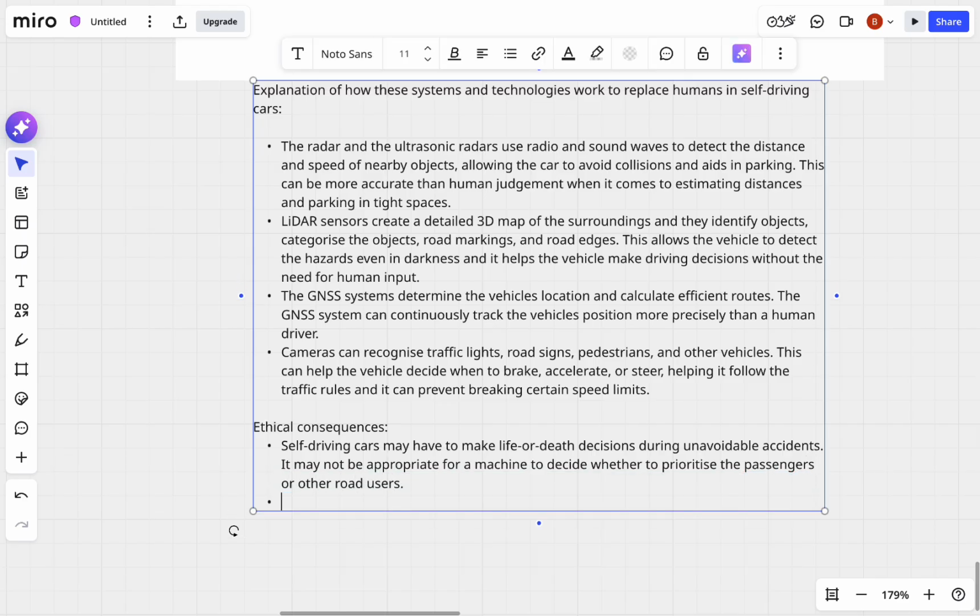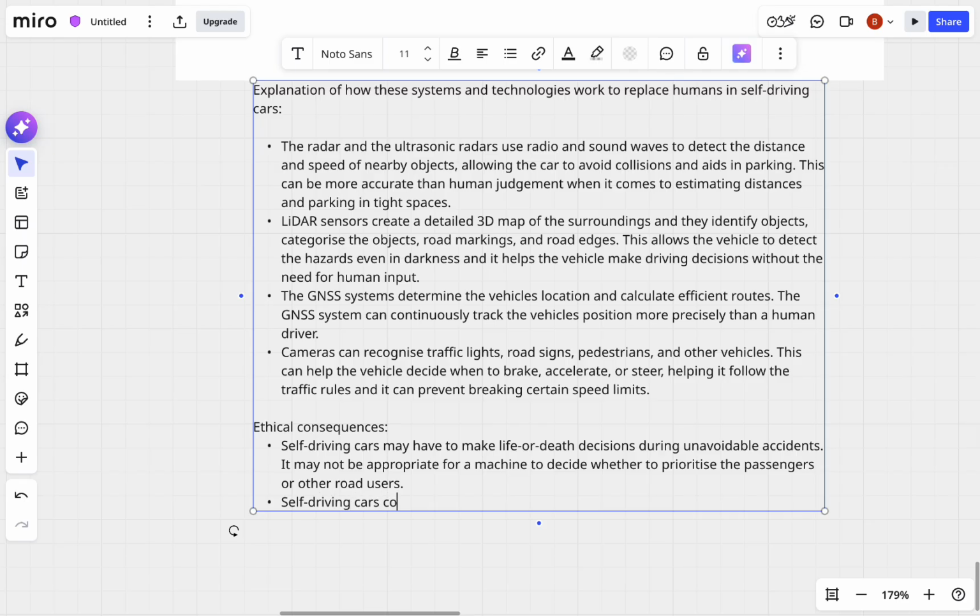And the second can be that self-driving cars have to collect a lot of data about users. This raises concerns about privacy, and it can also raise concerns regarding how personal information is stored and how it is protected, because you don't know what information they might collect about you. It raises concerns about transparency as well. So this can be our second point.